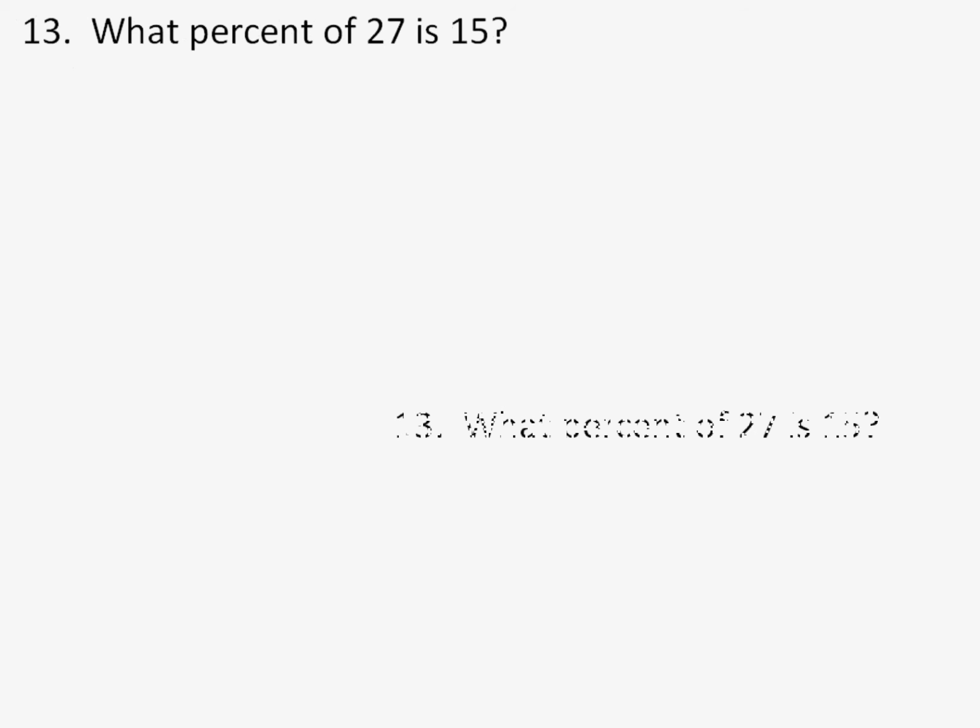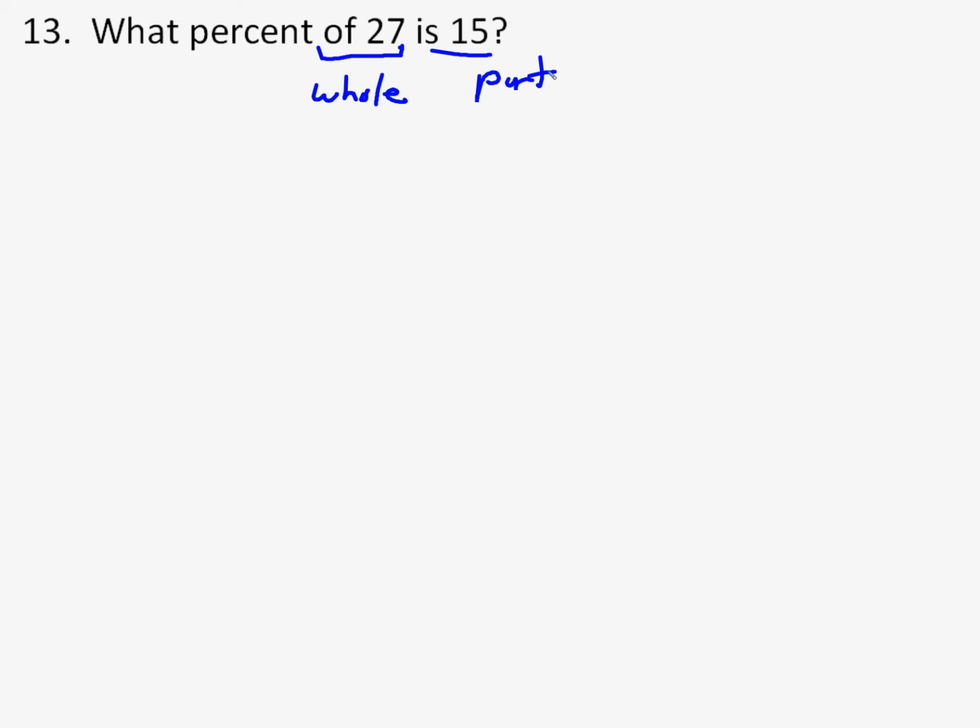So here's an example. What percent of 27 is 15? Well, here's an example where we see of 27, so that of is there, that's the whole. And then I said around is, so there's two numbers around is here, but we know that the 27 came after of, so 15, this is our part. And so we can either do the percent equation or the percent proportion, and maybe I'll do both of them here just to see what they look like.